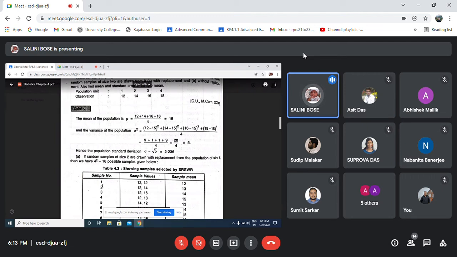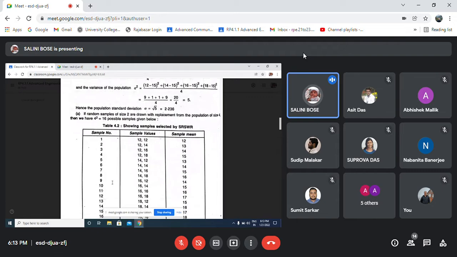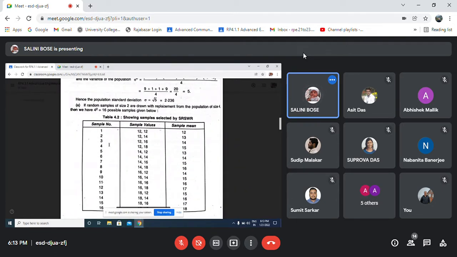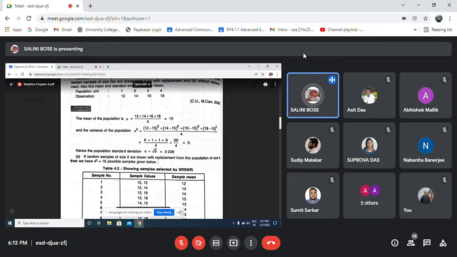So first, the sample number. We will have a total of 16 possible samples, so 1 to 16 possible samples will be there. Now how? With replacement. First you take one randomly. I am just doing it in order so that you can understand.